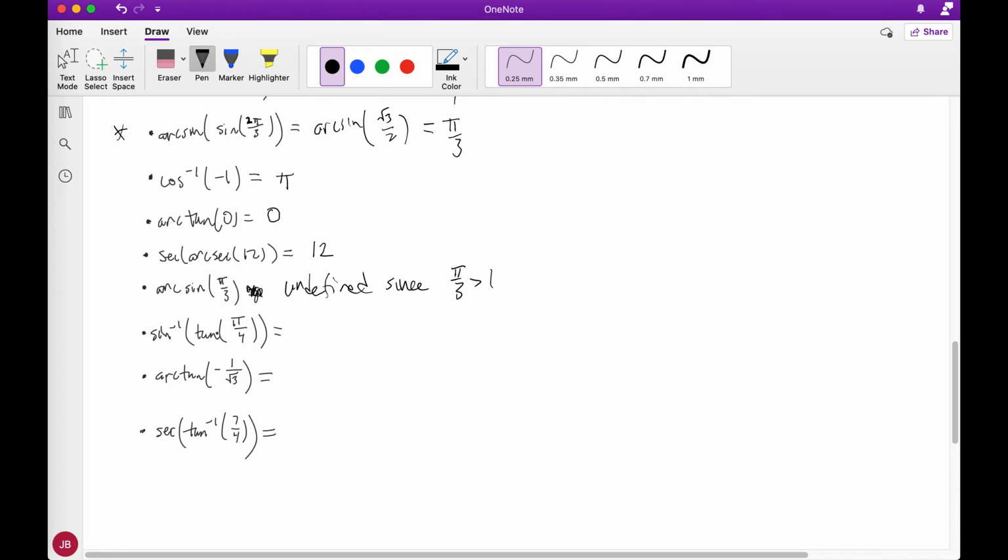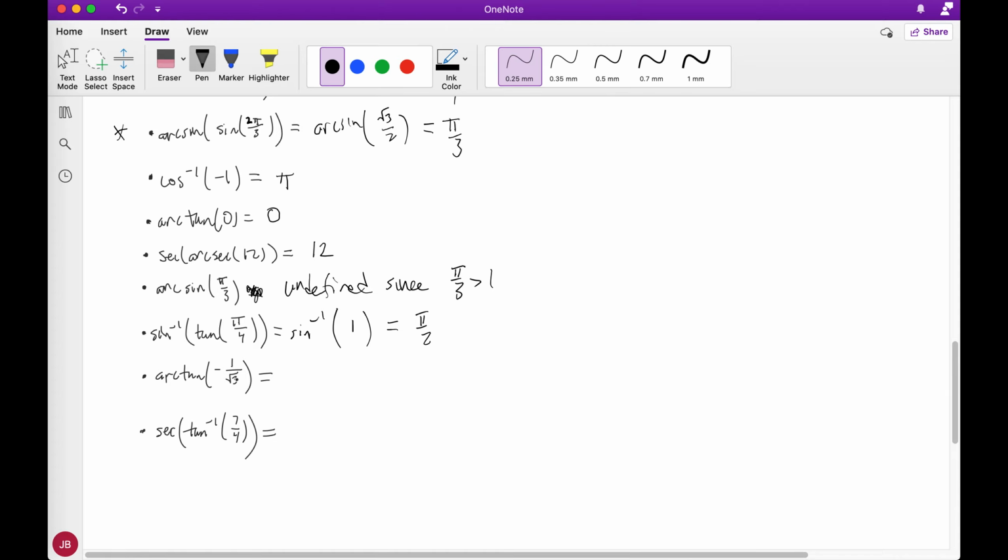Okay. So now here we're combining trig functions, so let's work inside out. Tangent of pi over 4 is 1. And so now we want the arcsine of 1. Well, what angle in quadrants 4 or 1 has sine of that angle equal to 1? Well, that's angle pi over 2, right?